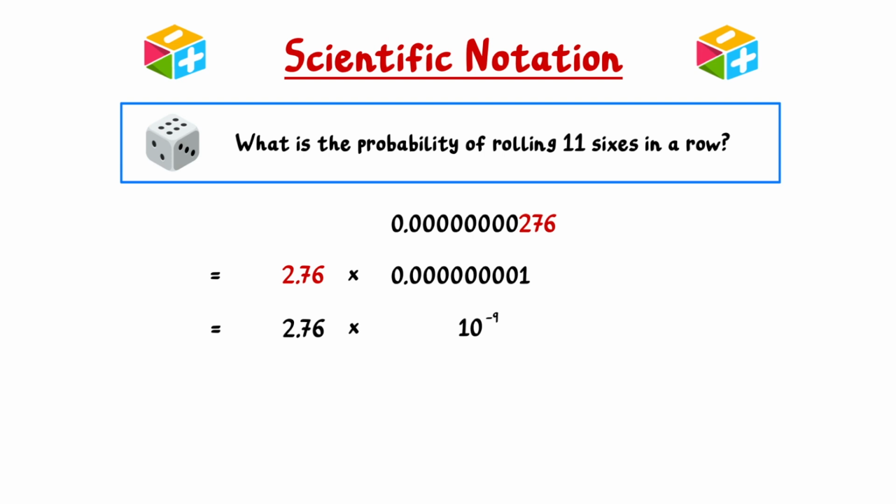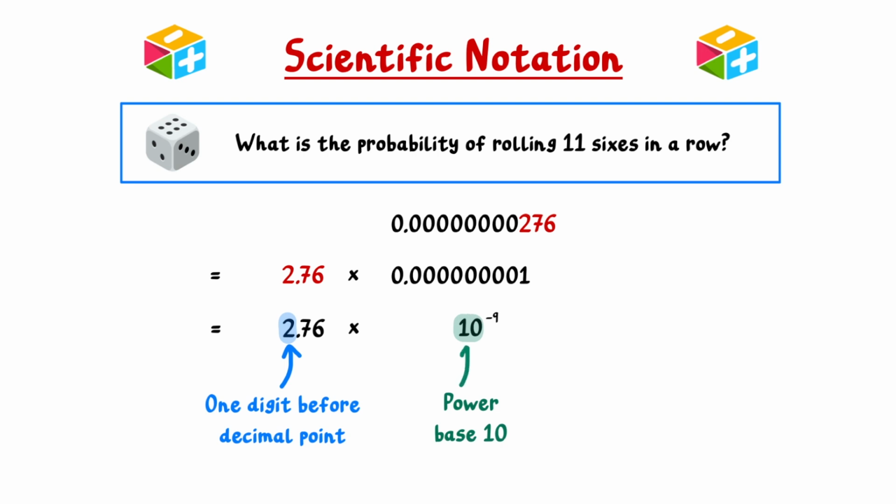There's 3 key components to highlight. We have exactly 1 digit before the decimal point. We multiply by a power base 10. And we have an integer value in the power.